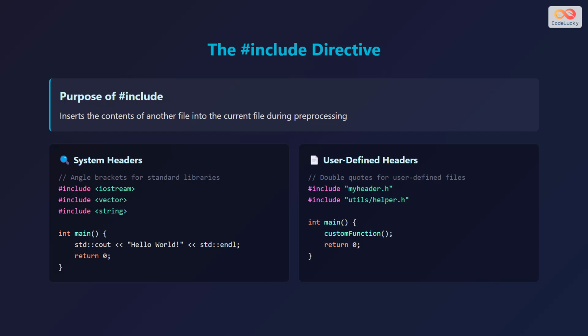The key difference is that angle brackets tell the compiler to look in the system's standard include directories, while double quotes tell it to look in the current project directory.